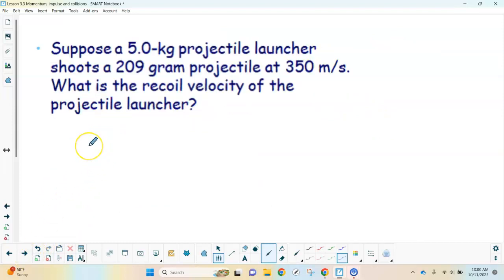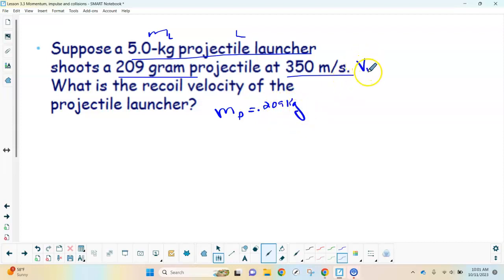So let's try this problem here. It says a 5 kilogram projectile launcher, which we'll just call L for the launcher, that's the mass of the launcher, ML, shoots a 209 gram projectile at 350 meters per second. This 209 grams, we don't work in grams, so the mass of the projectile would be 0.209 kilograms. And this would be the velocity of the projectile final. It says what's the recoil velocity of the launcher.